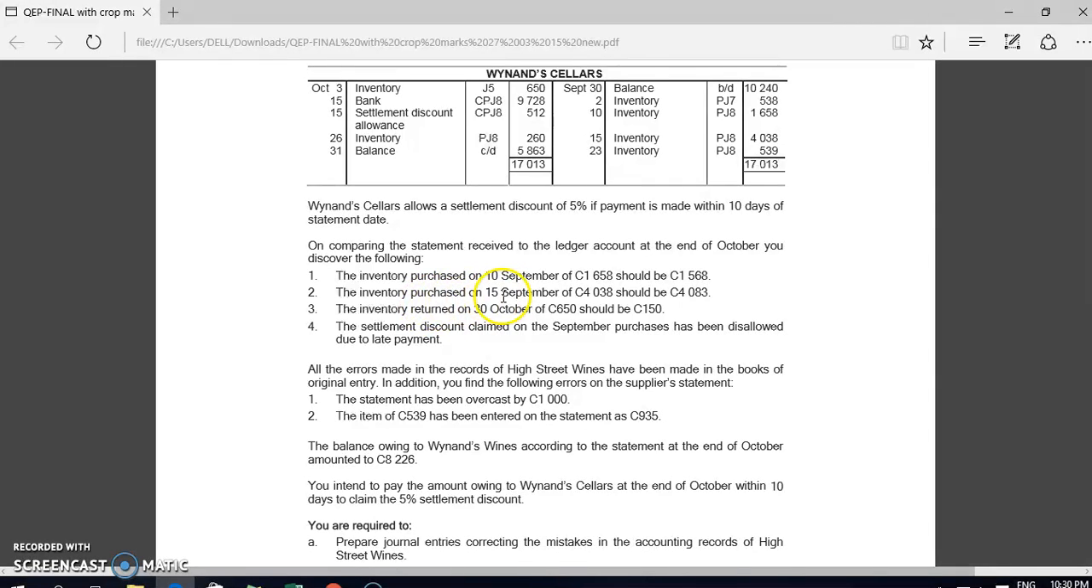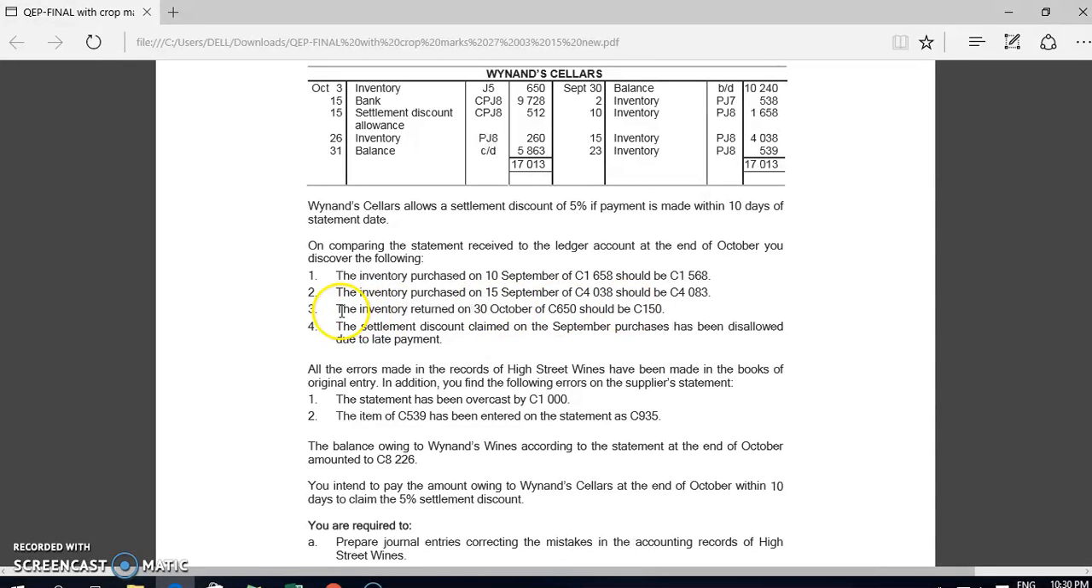The inventory purchased on the 15th of September of 4,038 Rand should be 4,083 Rand. So here we undercost. It should be 4083, we recorded 4038. So we should add an amount to the account. So if we say 4083 minus 4038, we'd see that we have to add an amount of 45 Rand.